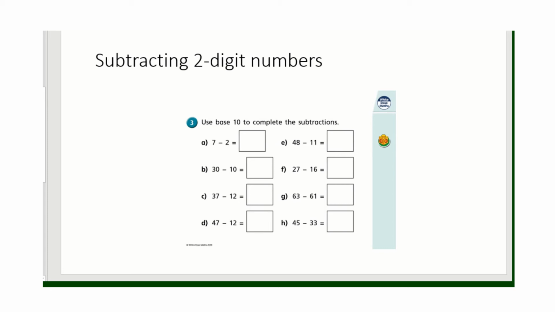You decide. I think 30 take away 10, that's quite an easy one. But 27 take away 16. So you would make 27 with 2 10s and 7 1s. Then you take away a 10 and take away 6 1s. See how many is left.